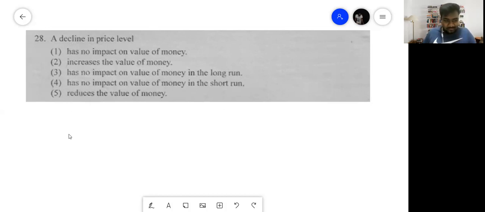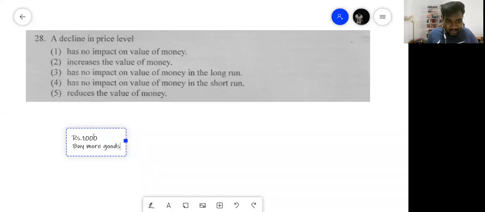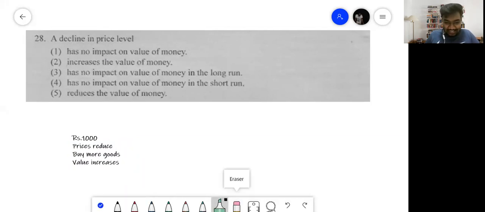Now, let's say I have 1,000 rupees, right? Now the prices went down, right? So now with the 1,000, I can buy more goods, right? Prices reduce. So that means I can now buy more goods with that. So my 1,000 is now worth more. Got it? So the value increases. Now, if the prices increase, that is why we say, with inflation, the value of money falls. So when prices keep on increasing in inflation, then the value of money will fall. But when the price has fallen, it is the opposite, right? The value of money will increase.